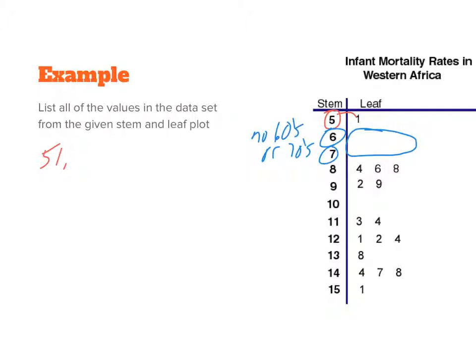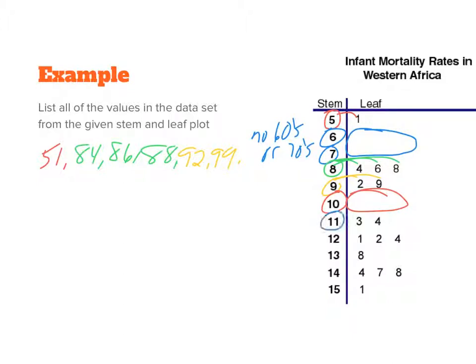So we go now to the stem of 8 and start our numbers there. 84, 86, and 88. We've got 92 and 99. Once again, we've got an empty spot, so we do not have any numbers that start off with a 10. So for our stem of 11, our leaf of 3, that means we've got 113. Stem and then leaf. So we also have 114.